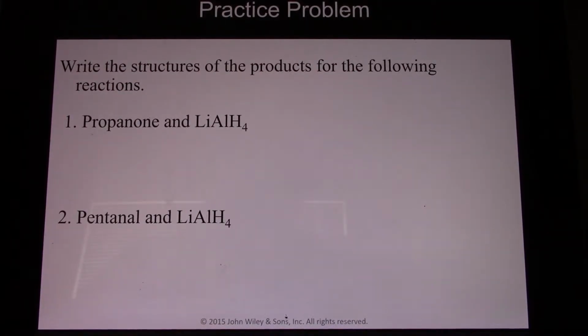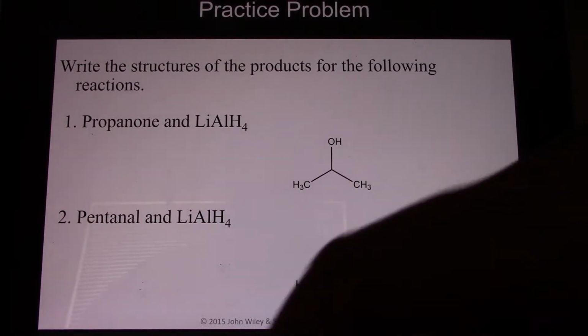So write the structures of the products of the following reaction. Propanone and lithium aluminum hydride gets reduced down to the alcohol. So propanol, 2-propanol. Pentanal and lithium aluminum hydride, we get pentanol.